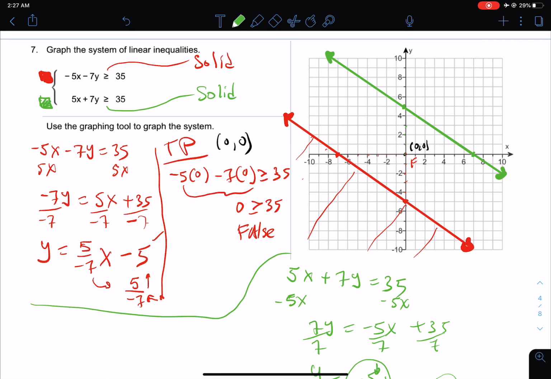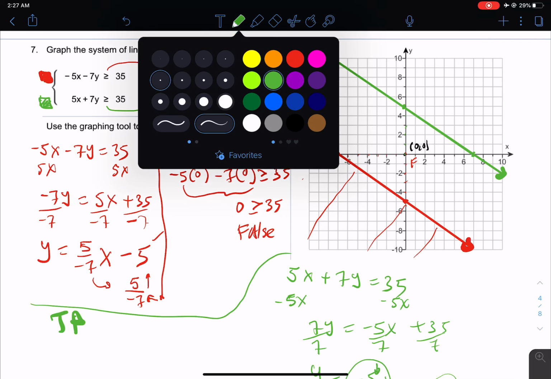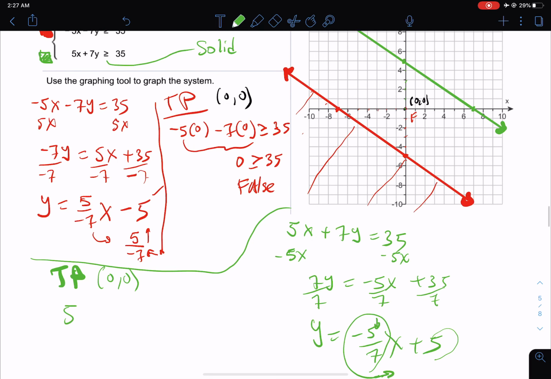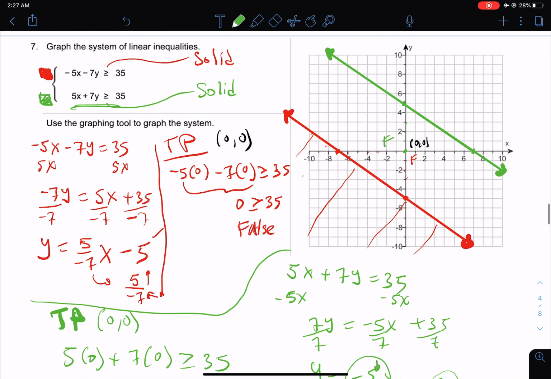Now we've got to figure out what to shade. We're going to use a test point, and that tip is way too thick. We're going to use the test point of 0, 0. We're going to take a look at our inequality up there, which says 5 times x plus 7 times y is greater than or equal to 35. The green one right there I copied down. Using 0 for x and y gives us 0 is greater than or equal to 35, which is false. So we got a false for the green, which means the true stuff is on the opposite side.